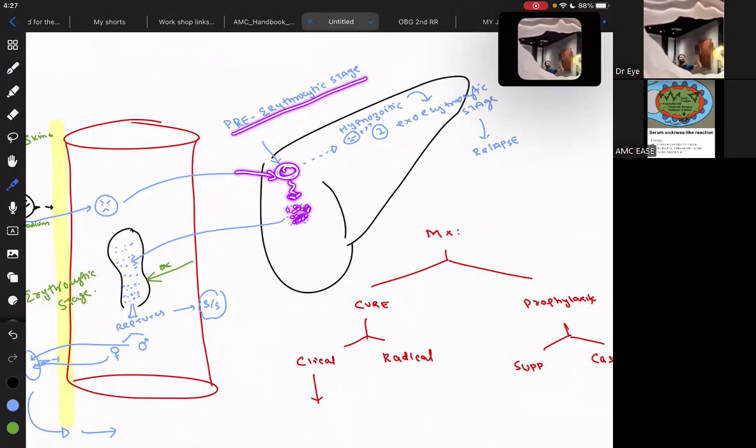It multiplies, and after multiplying, it goes into the blood and into the RBCs. And when RBCs are filled up with this plasmodium, multiplying plasmodiums enough, the RBC ruptures, leading to different sign symptoms.